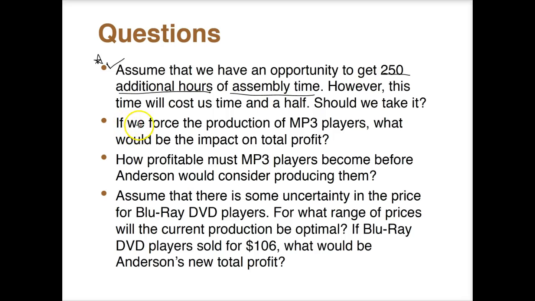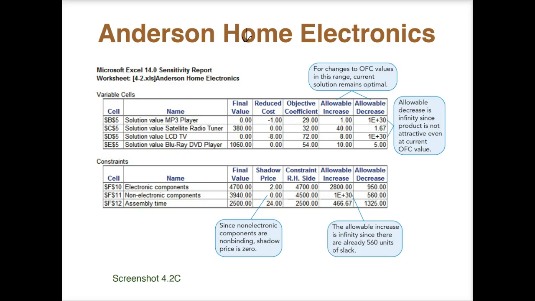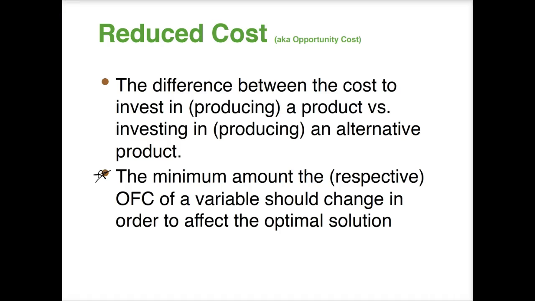Question number 6 says, if we force the production of MP3 players, what would be the impact on total profit? Okay. Now, that one is easily answered by the reduced cost. So if we force the production of MP3 players, here the reduced cost tells us that for every MP3 player unit that we produce, we're going to lose $1 in profit. Okay? So that's pretty much what that says. It's a pretty easy question to answer.